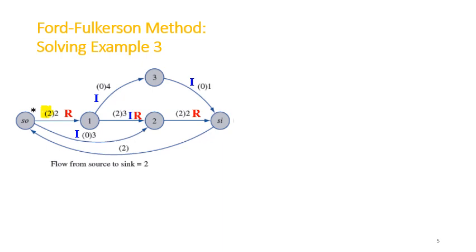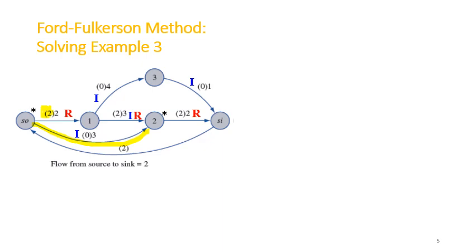We start from the source. We cannot go to 1 because this arc source to 1 is a reduce arc, and we cannot use a reduce arc to move forward. So if we want to move forward, we need to use this arc. That's how we label 2.